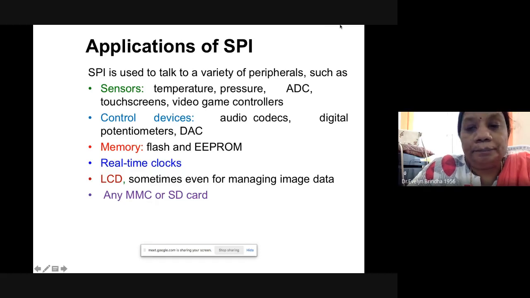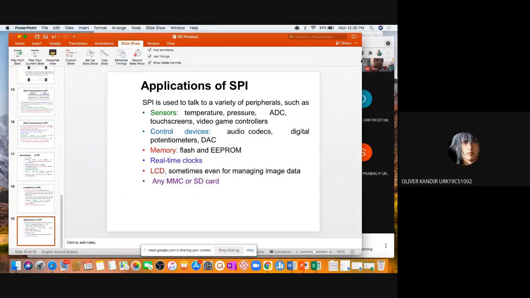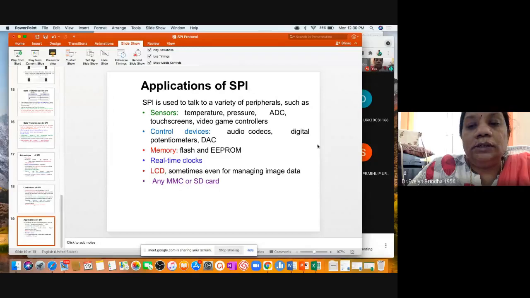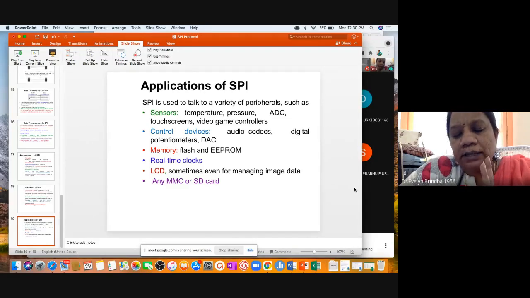Got it, ma? Yes, ma'am. So that is about SPI. I hope this is very simple, right? So when I say SPI, remember it's full duplex. It is synchronous communication. It uses a master-slave architecture, which has got one master and can have any number of slaves. What are the 4 logic signals of SPI? It has got a serial clock, master input serial output, master output serial input, and then slave select or chip select.